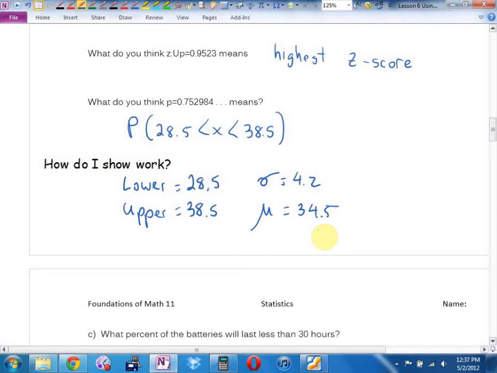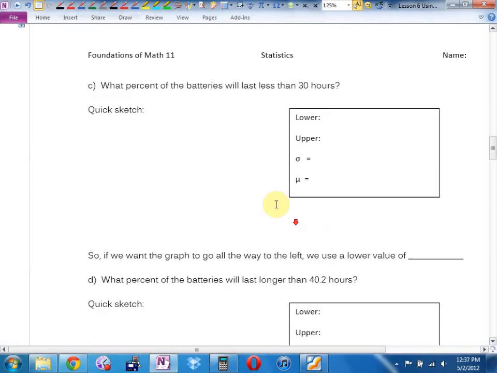Okay. So now that we know this, now turn the page. C. What percent of the batteries will last less than 30 hours? Quick sketch. What was in the middle? What was the mean? Was it 32.5 or 34.5? Was it 34? That's what I wrote last time. Okay. 34.5. Tanner, where will this 30 be? To the left or to the right?